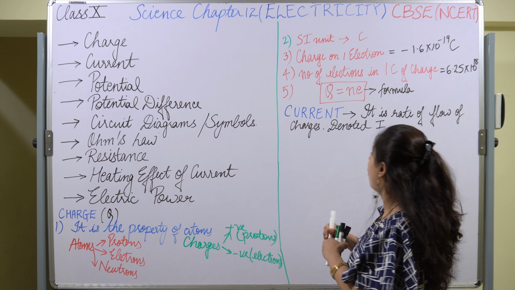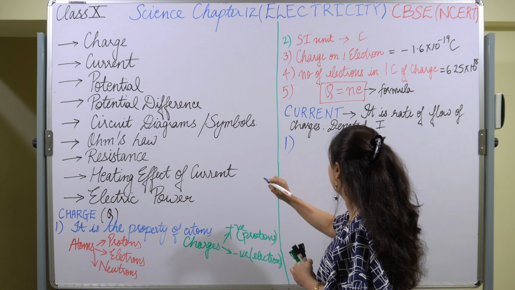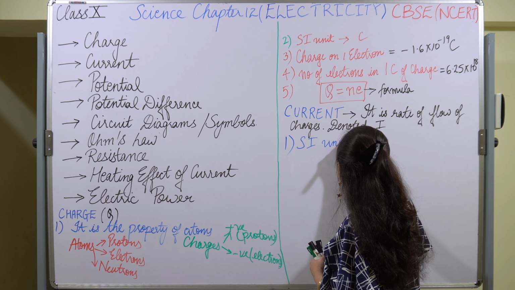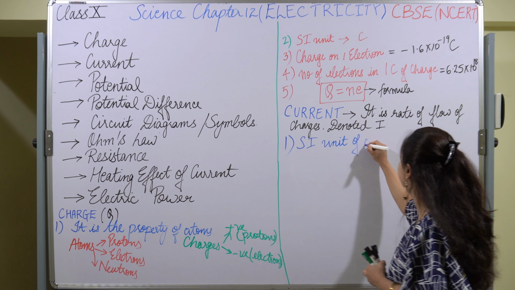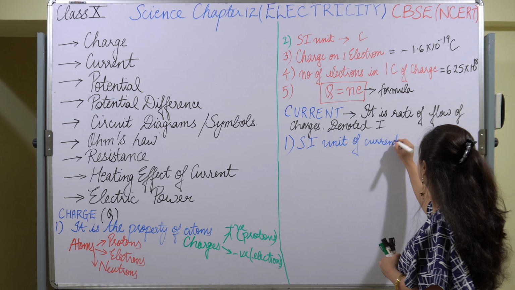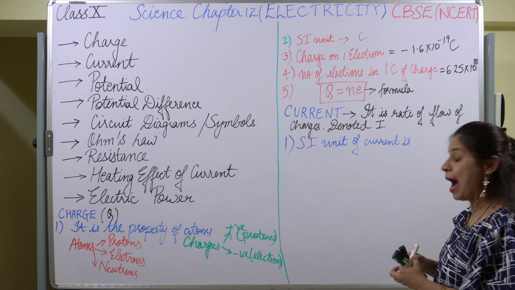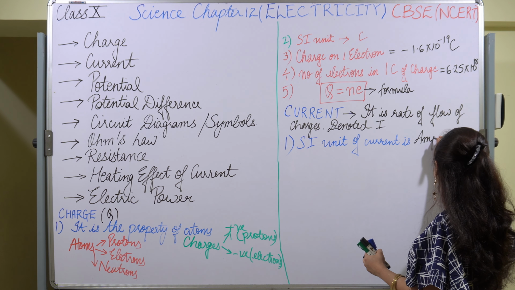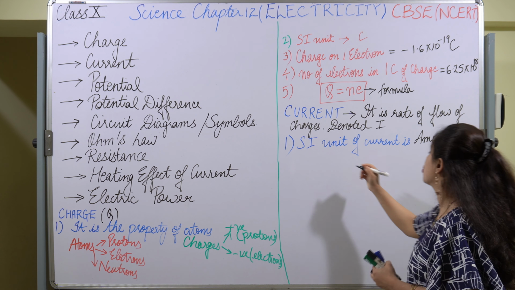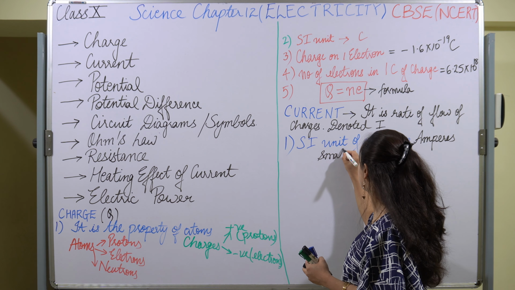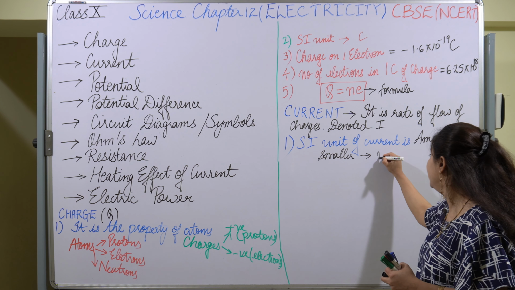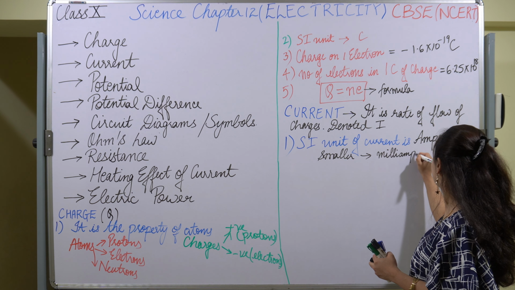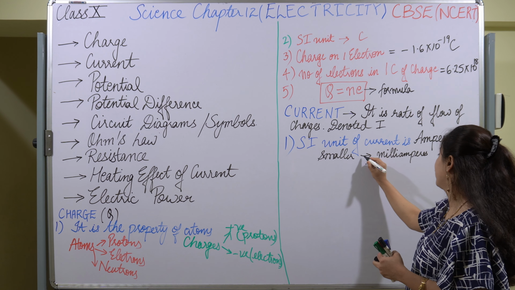The points to be noted for current are that the SI unit of current is amperes. Smaller units are milliamperes and micro.